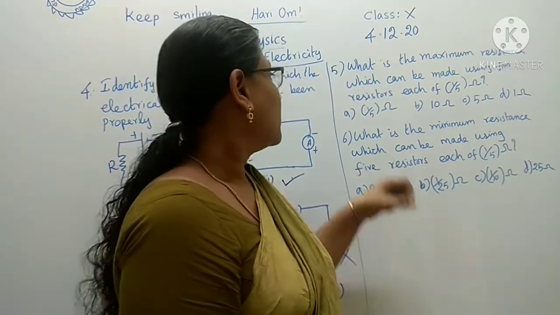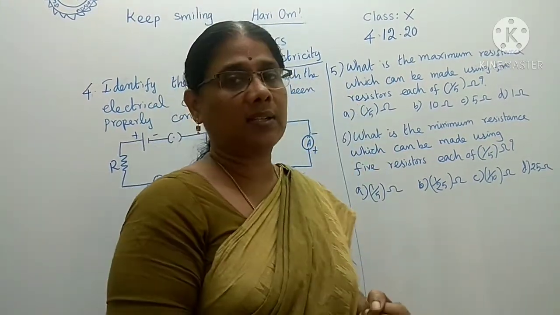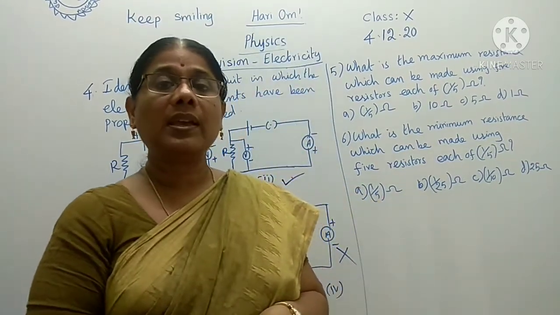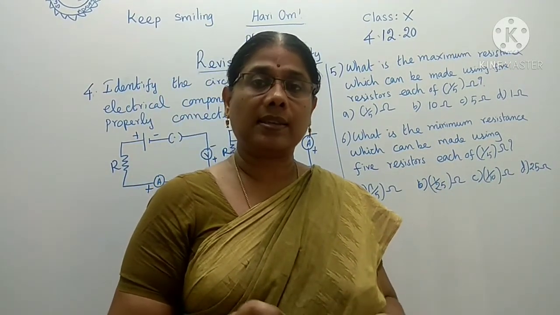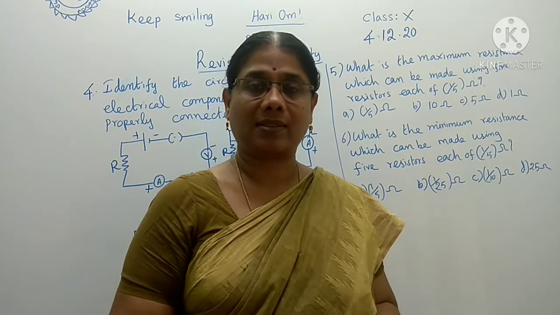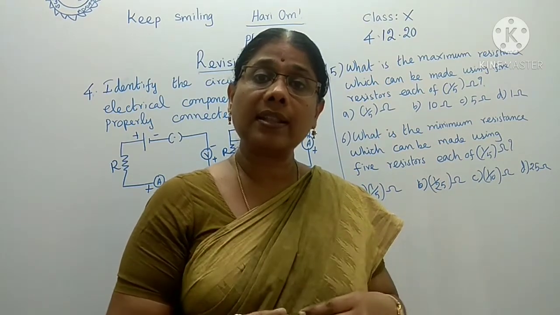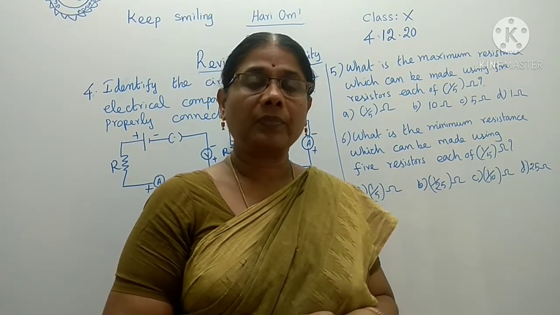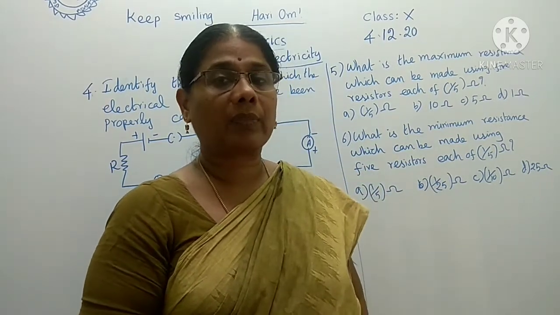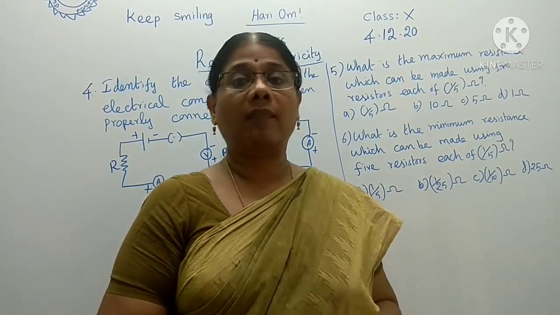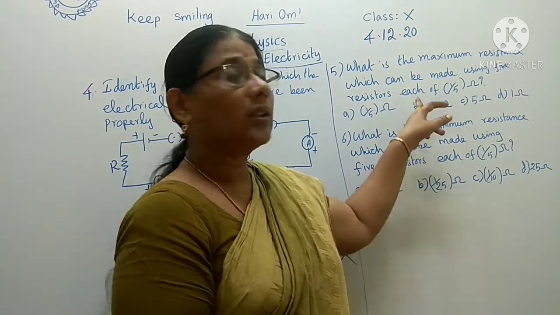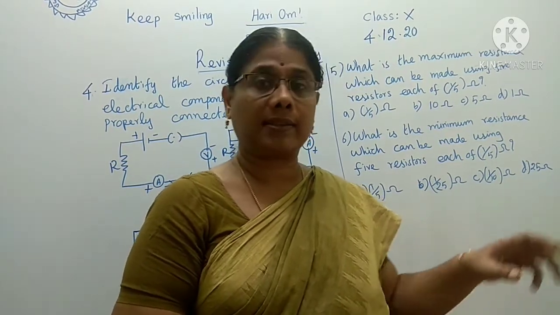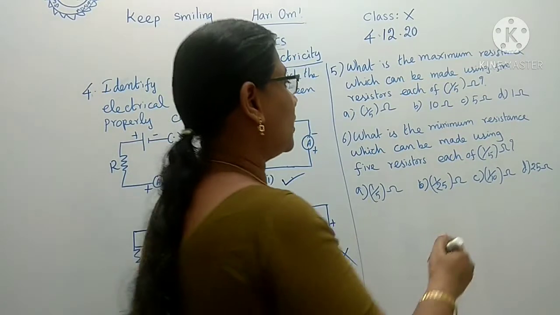Do you understand? Yes. Then, what is the maximum resistance which can be made using 5 resistors, each of 1/5 ohm? If the resistors are connected in series, what will you get? Yes, the resultant will be greater than that of the given resistors. Okay, so here to get the maximum value of resistance, we should connect the 1/5 ohm resistors in series.